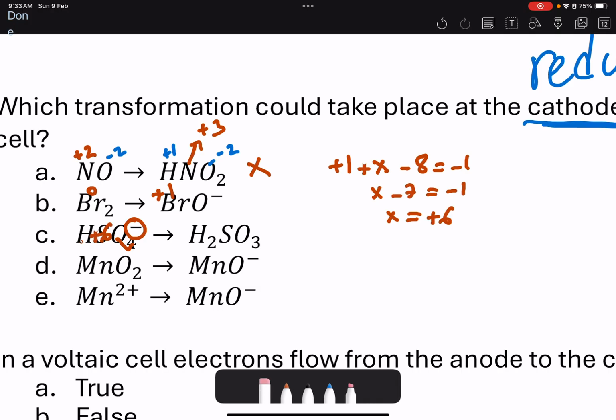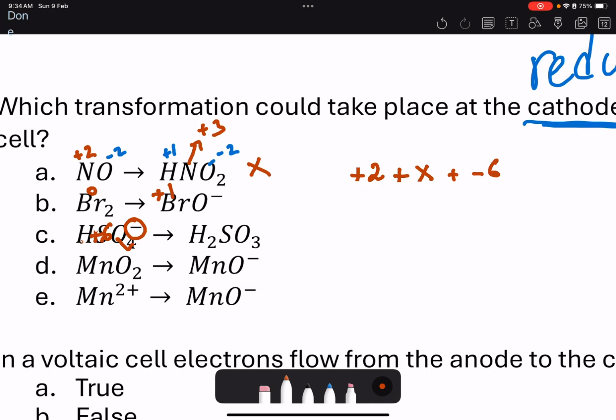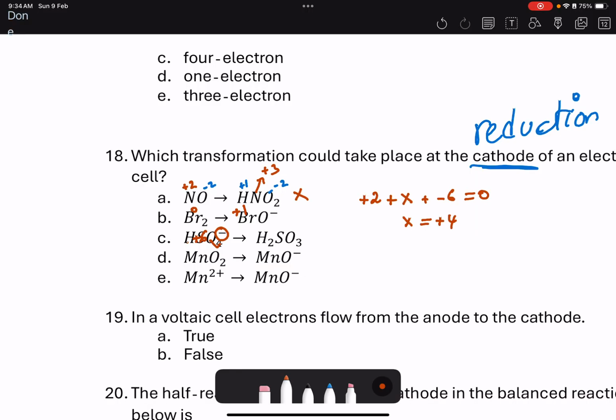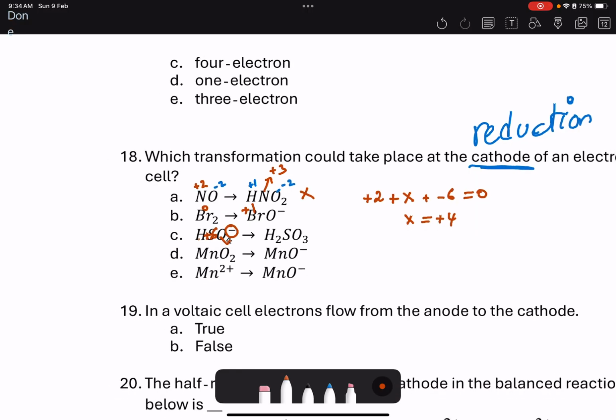Now, in the other change into H2SO3, I have H2 positive 1 twice, so that's a positive 2, plus S, that is X, I don't know it. And I have 3 times the O, so I have minus 6 equals 0. So X is positive 4. That is the one that got reduced from the 6 to the 4.